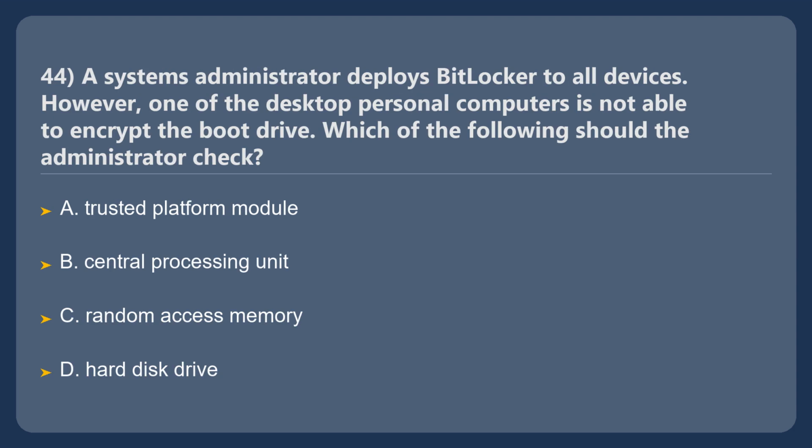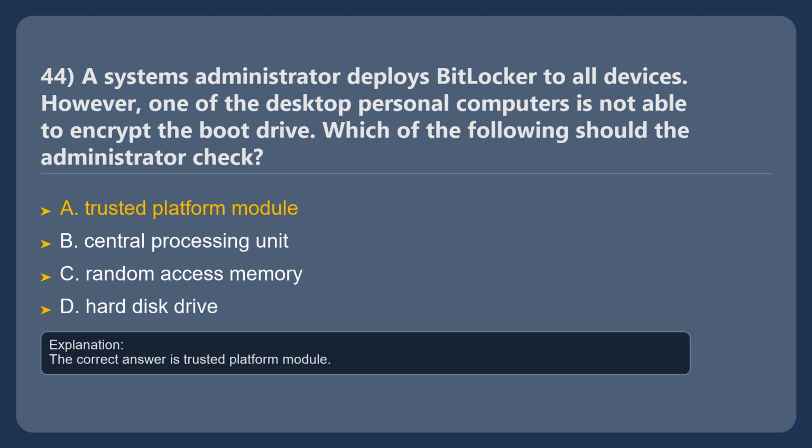Question 44. A systems administrator deploys BitLocker to all devices. However, one of the desktop personal computers is not able to encrypt the boot drive. Which of the following should the administrator check? Option A, Trusted Platform Module. Option B, Central Processing Unit. Option C, Random Access Memory. Option D, Hard Disk Drive. The correct answer is option A, Trusted Platform Module.